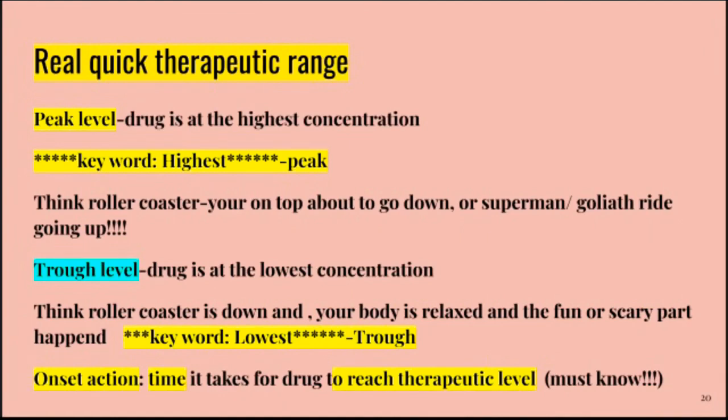Onset of action is the time it takes for the drug to reach the therapeutic level. You know how the ride is like 5 minutes, usually very fast. That's the onset. The onset could be 5 minutes, 10 minutes. Sometimes you wait in line for 2 hours just to get on a ride, but once you're on the ride it's like 5 minutes. That's the onset time. That time that you went up there, did the whole up and down, the loops. That's the onset of action.